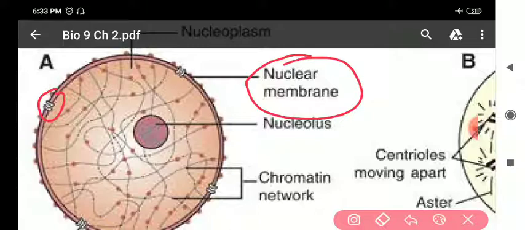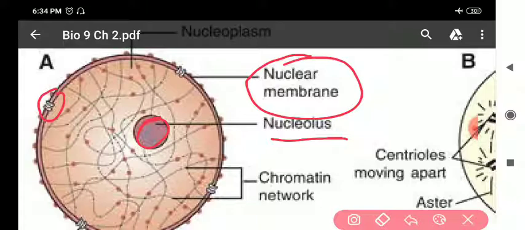So in the nuclear membrane there are certain pore-like structures that are known as nuclear pores, and inside the nucleus there is one round solid body. This is known as the nucleolus, which helps in protein synthesis.